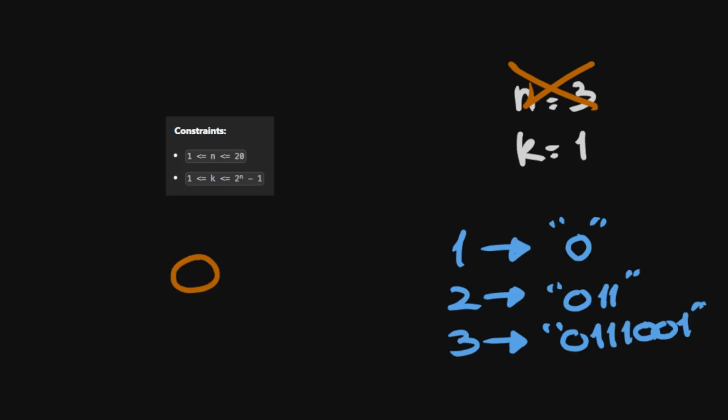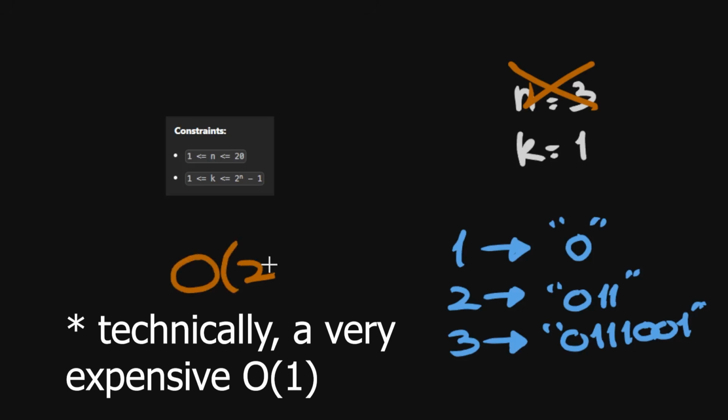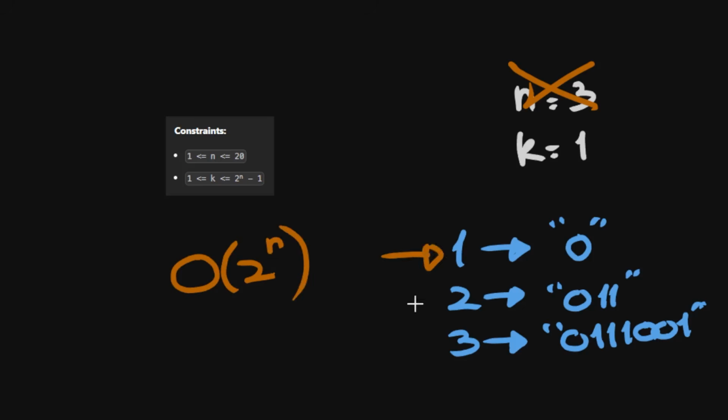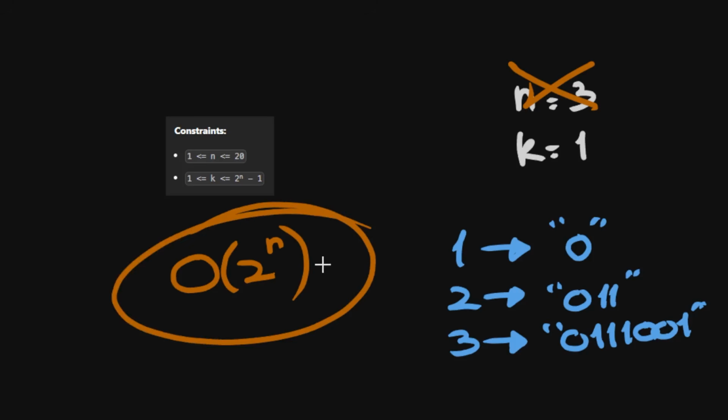Time complexity for this will be big O of 2 to the power of n, because with each operation the string grows roughly 2 to the power of the current operation. Here you can see how we go from 0 to 3, then we go from 3 to 7, so this is roughly 2 to the power of n time and space complexity. So with this in mind, now let's see how to code this up.